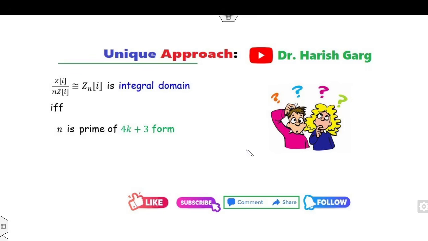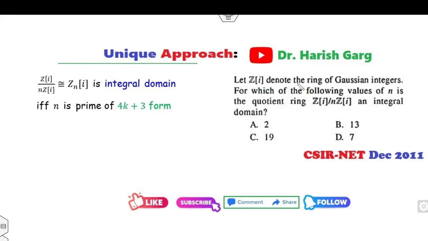This is my integral domain if and only if n is my prime number of the form 4k plus 3. Fine. For example, again you can see, this is a quotient ring, a Gaussian integers. Then which of the following is the integral domain?